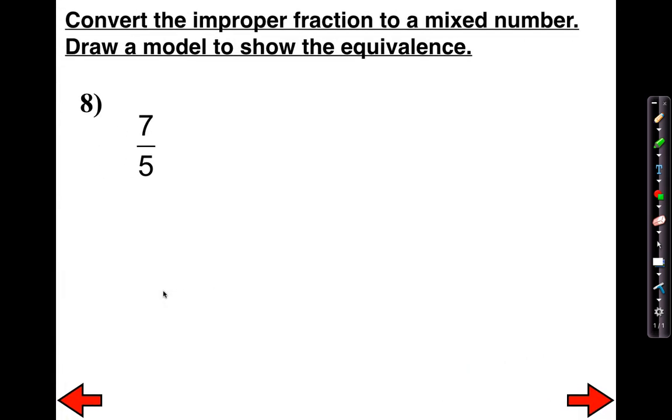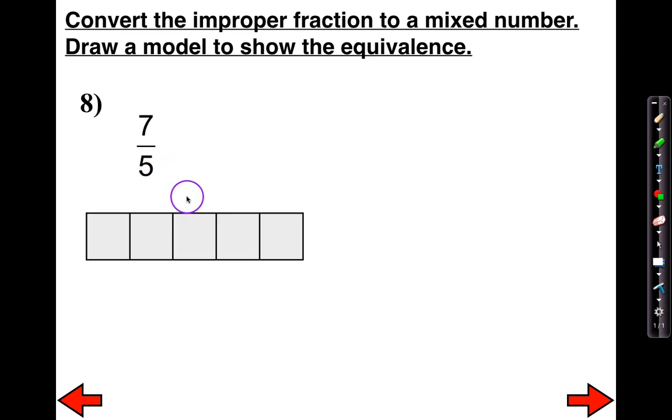Okay, now it says, convert the improper fraction to a mixed number. Draw a model to show the equivalence. So it's always important to first identify the denominator. Here, since we have 7/5, we know to separate each block into 5 equal parts. So here we have 5 equal parts. We need to shade in 7 of them.